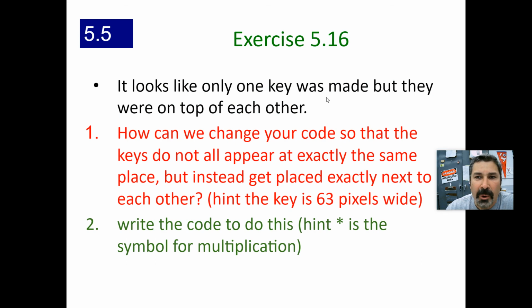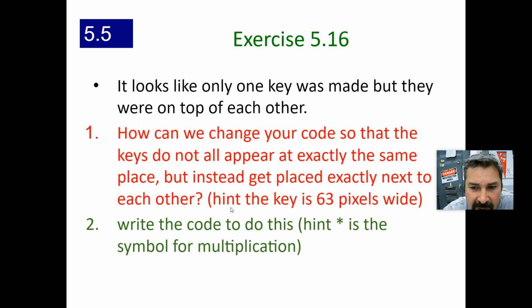It looks like only one key was made, but they were on top of each other. How can we change your code so that the keys do not all appear at exactly the same place, but instead get placed exactly next to each other? You should have an idea how to do this. We're trying to use the loop to put one here, one here, one here. I'm seeing myself over here and everything's backwards, so I don't know what it looks like for you, so I'll stop trying to make it work.